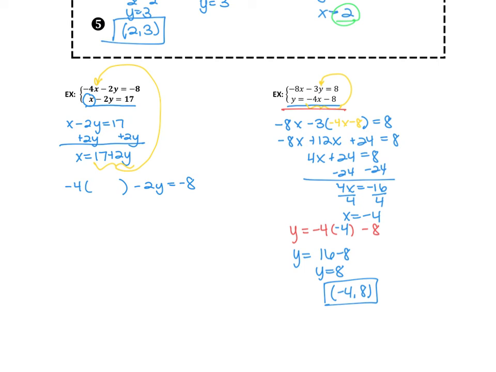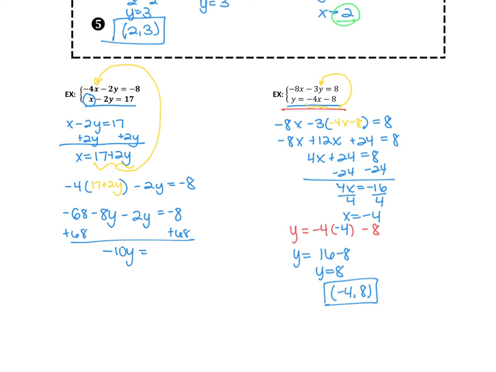Substituting in what we know x to be, which is 17 plus 2y, now I can go through the process and start to solve. So I'm going to distribute my negative 4. So we would get negative 68 minus 8y minus 2y has to equal negative 8. Okay, so let's combine like terms. I'm going to add 68, we get negative 10y equals negative 8 plus 68.